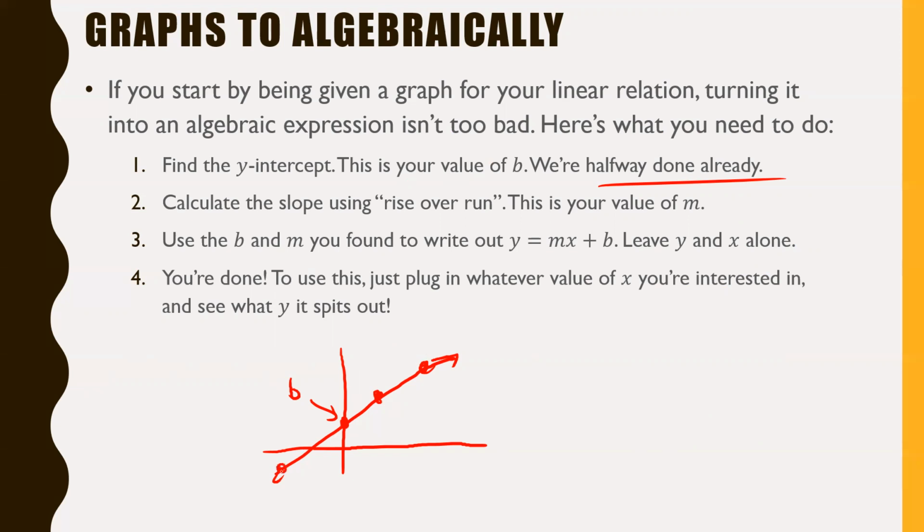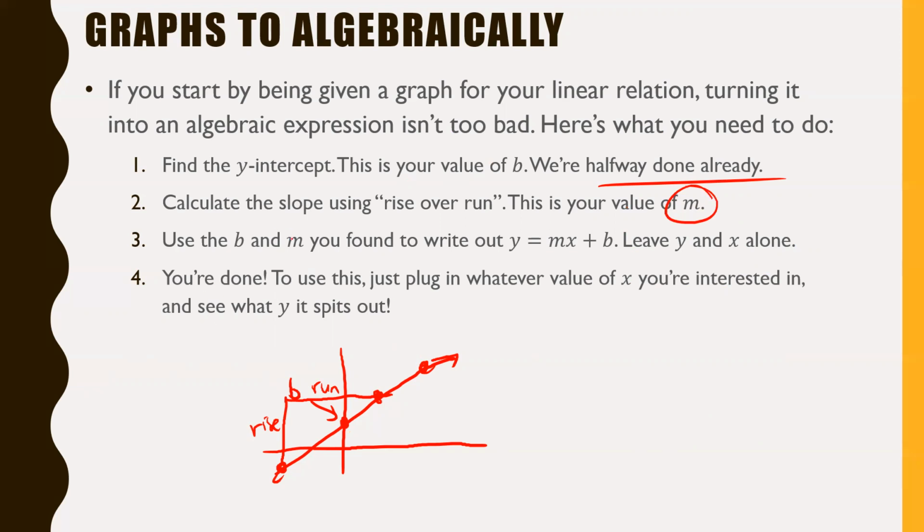I could have picked a point over here and said, you know what? We'll use this point and this point over here. There's our rise and there's our run. It should be the same amount. When you go rise divided by run, it should always be the same. Anyway, whatever that value is, rise divided by run, that's going to be your value of your m.